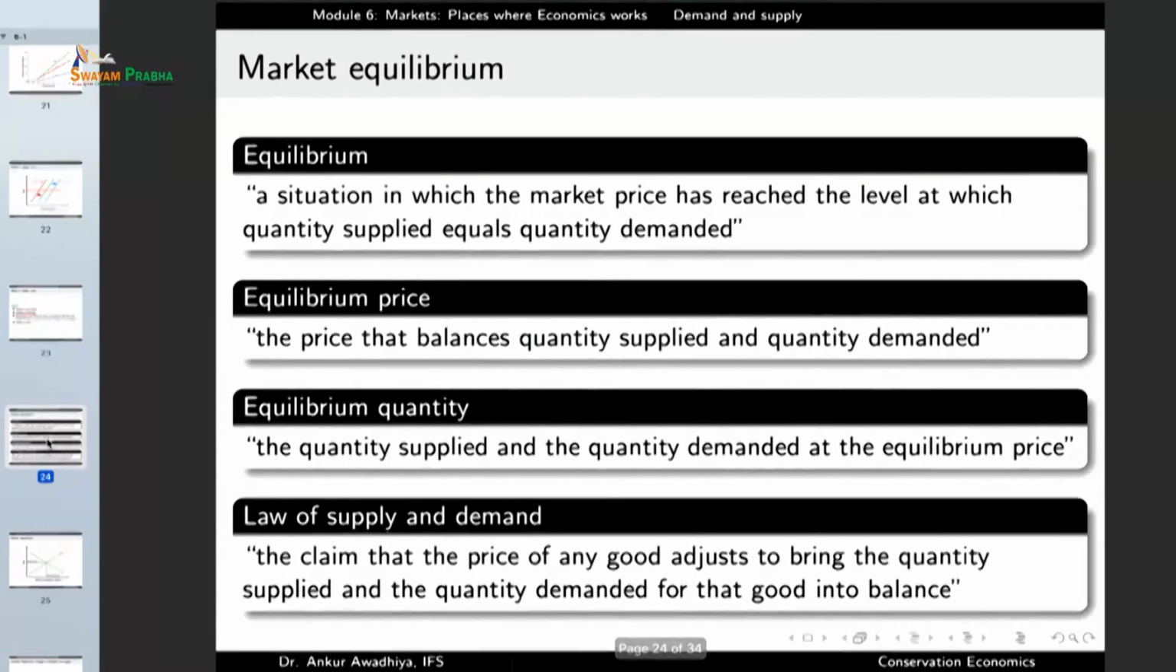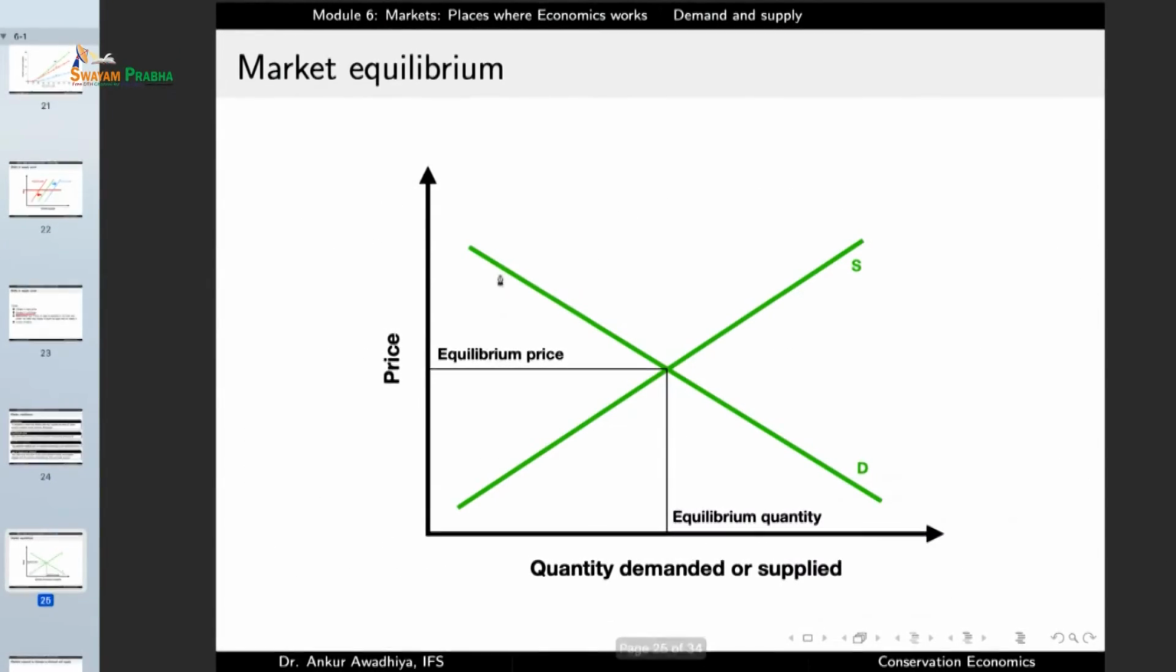Now, in a market, these demand and supply curves will meet at a point. They will intersect each other. So, if we show that this is the demand curve and this is the supply curve, there will be a certain point at which both of these curves will intersect each other. And when that happens, we will say that there is an equilibrium.